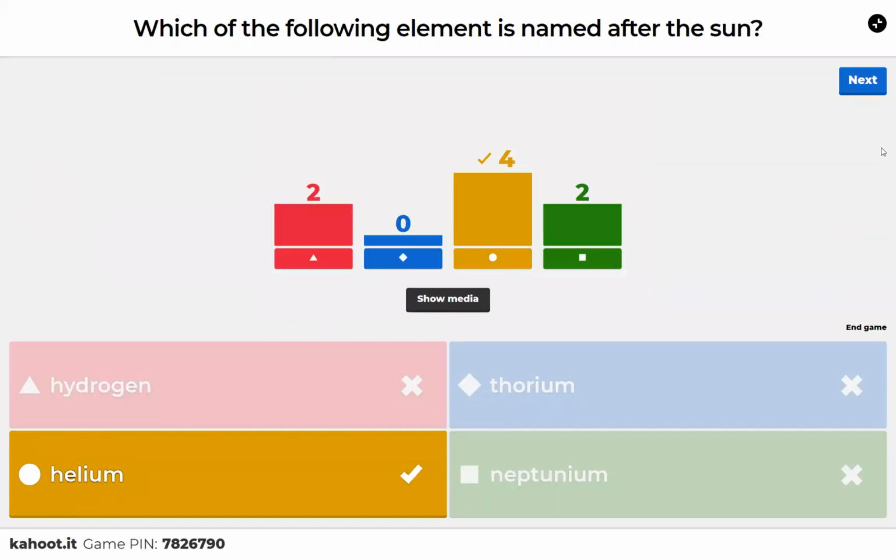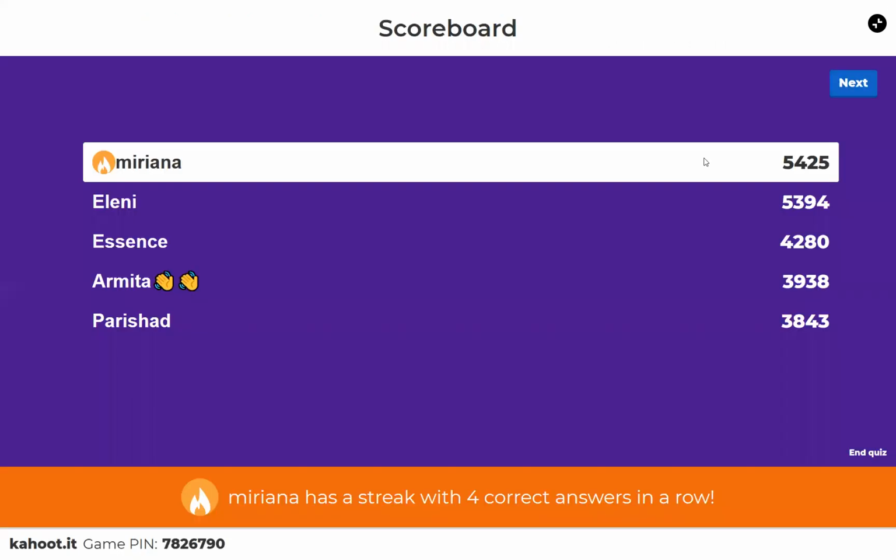Helium. So it seems that I was supposed to have changed the times to 30 seconds, but for some reason it didn't save that change. So unfortunately, it looks like you only have 20 seconds to answer these questions. So you're going to have to be a little bit faster, okay, girls? Here we go. Oh, we got a new leader.